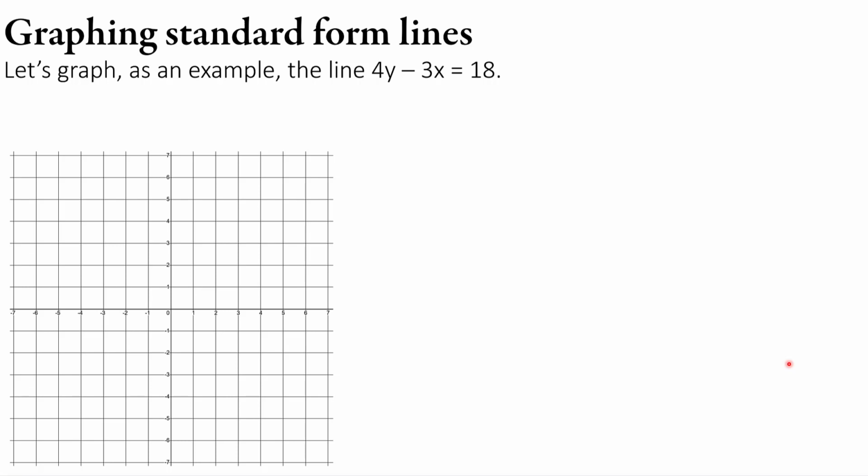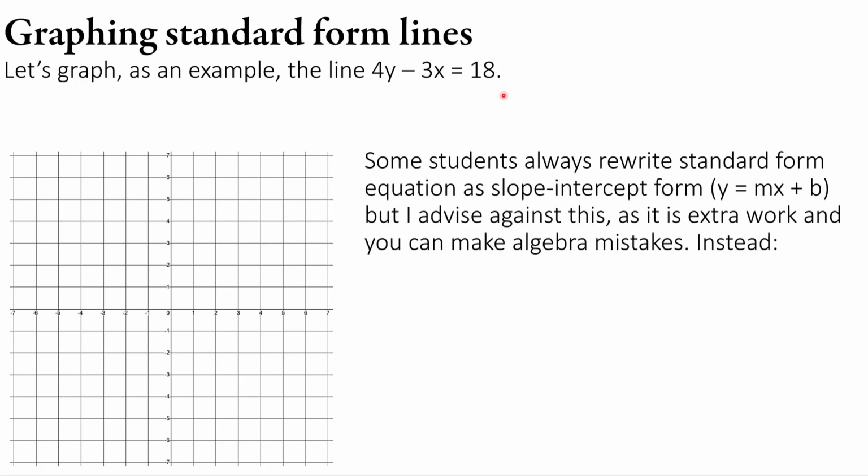So I want to look at how we graph standard form lines by doing an example. I'm going to graph the line 4y minus 3x equals 18. Some students always rewrite every line as slope-intercept form, y equals mx plus b, because that's what they're most familiar with. But I strongly advise against doing that. I think it's a bad habit because it makes extra work for you, and also you can make algebra mistakes in the process of rearranging this equation to be in this form.